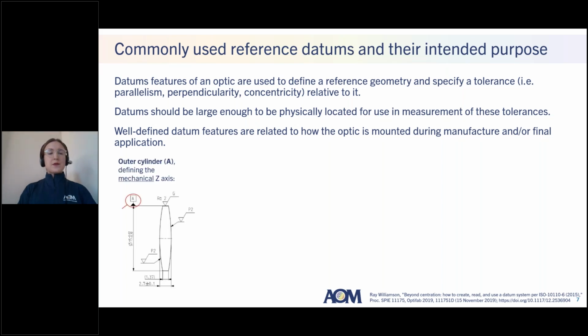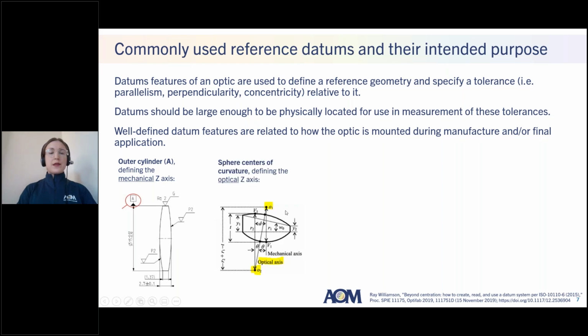So some examples of commonly used datums for optics include the outer cylinder, which can be used to define a mechanical z-axis for circular parts. We can also, in the case of PCX spherical lenses, define an optical z-axis by finding the center of curvature of both of those surfaces and drawing a line through it. And depending on how that lens is mounted, one of these z-axes may be more relevant than the other.